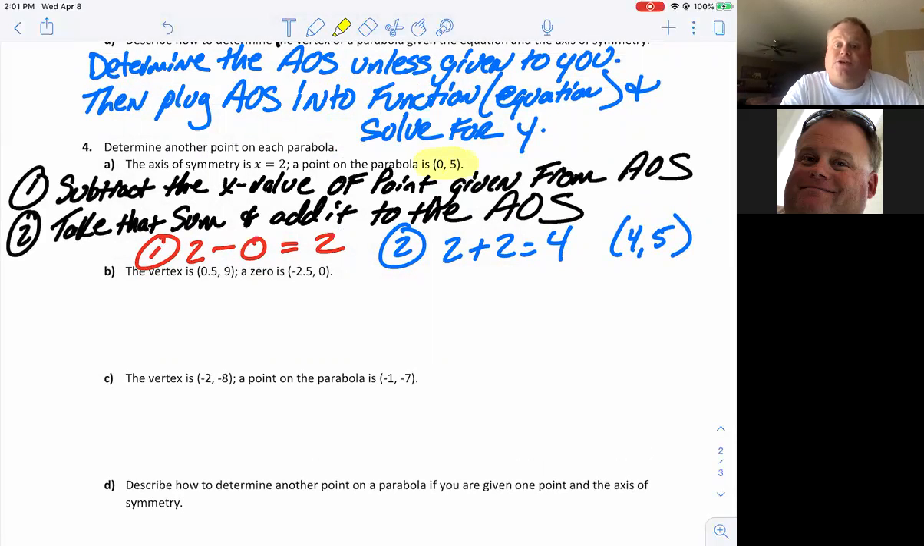And remember that these are symmetric, right? I already knew the axis of symmetry, and the other point was right over here. If they're going to be symmetric, then the y values have to be the same. That's where I get this y value of 5 right there. It's because the y value of 5 given to me in the point has to match the y value in that second point. All right, let's do another one.